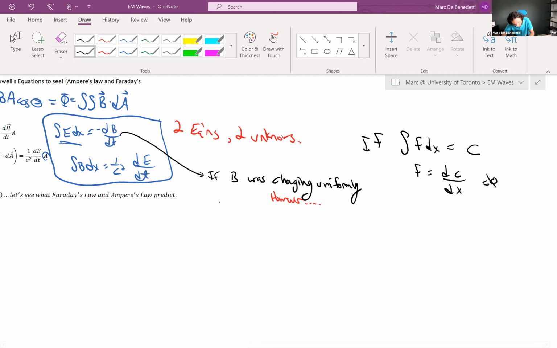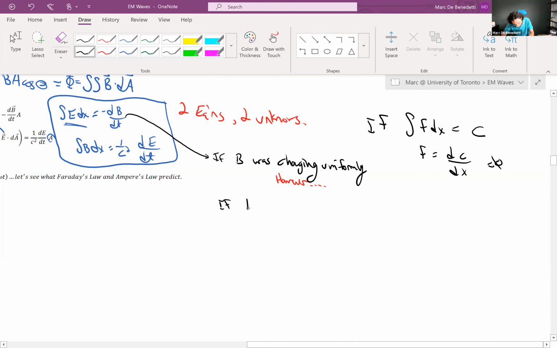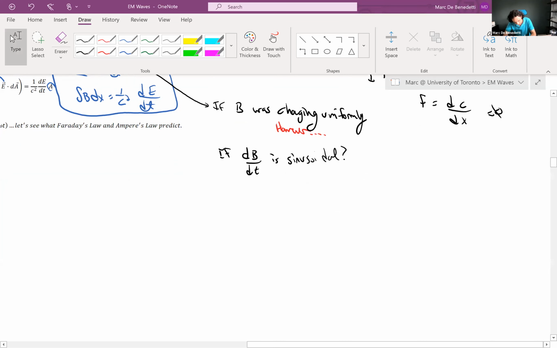what happens if the derivative of the B field is sinusoidal, meaning some sort of sine wave? It could be a sine wave, it could be a cosine wave. It doesn't really matter which one is which, because one is just a phase shift of the other one. Now, if the B field is changing like a sine wave, then for the sake of argument, let's just say the B field is a cosine. Okay, so say the B field is a cosine.